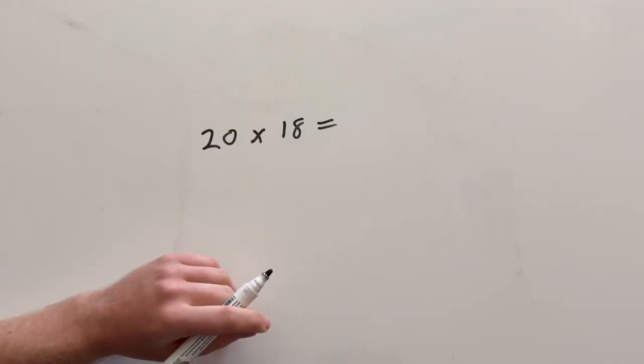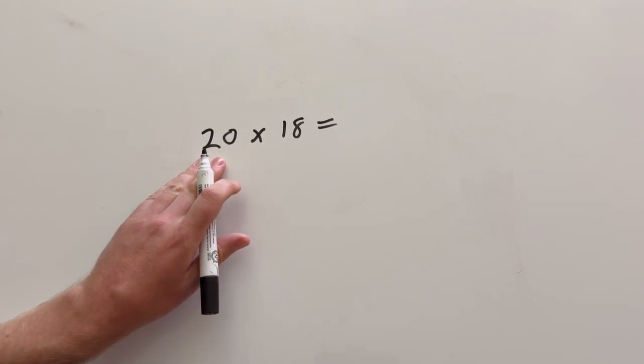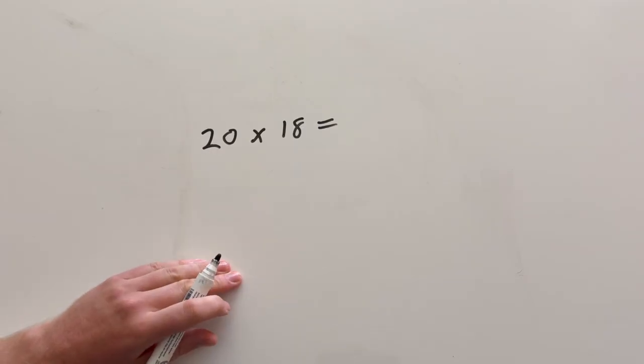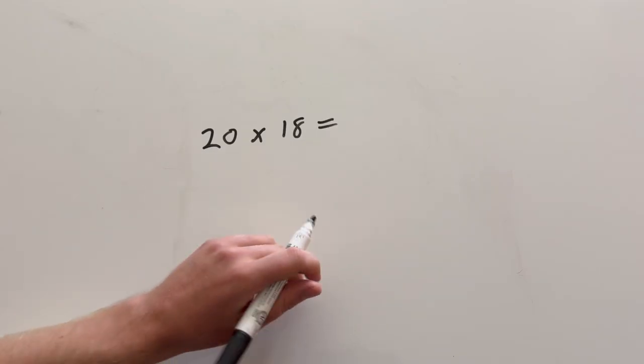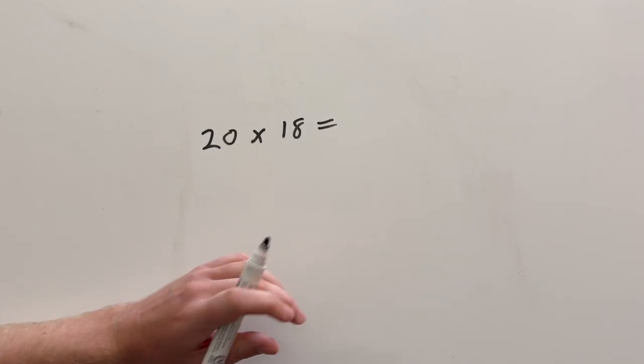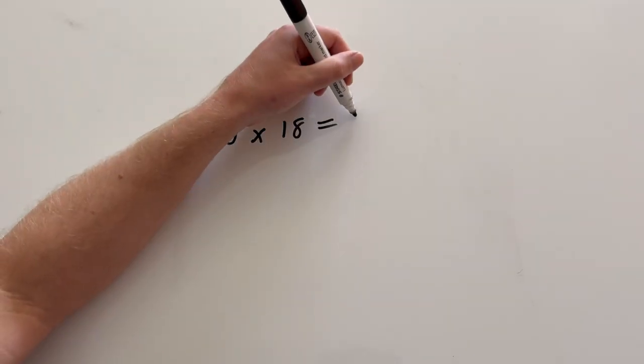They can look at this and go, well, I don't know what 20 times 18 is, but I could split my 20 into 10 and 10. And so they could go, well, 10 times 18 is 180, and then another 10 times 18 would be another 180. So if I double 180, I'm going to get to 360.